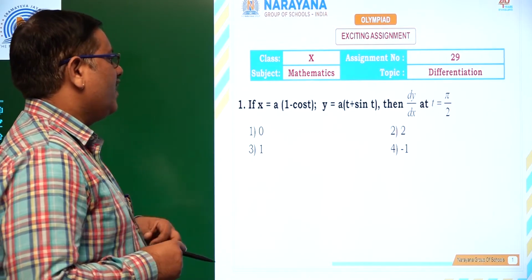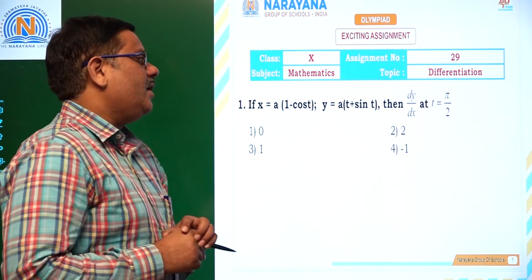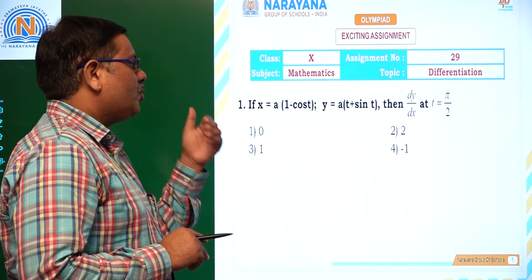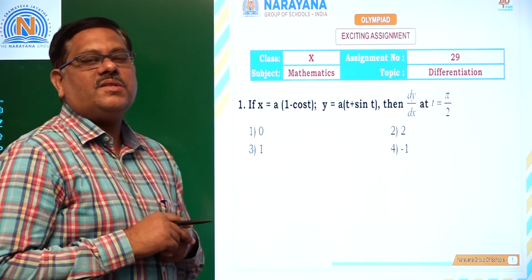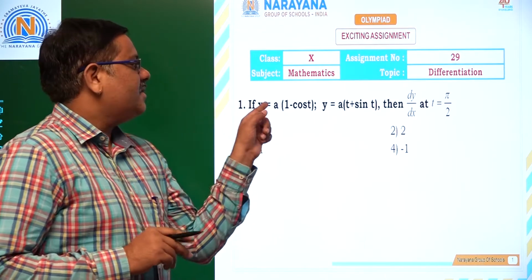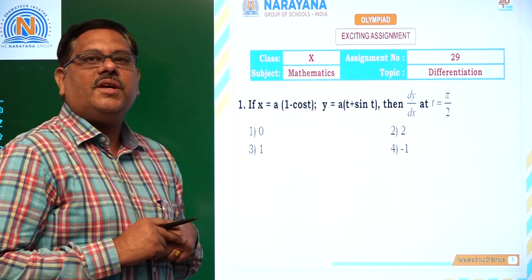If x is equal to a times of 1 minus cos t, y is equal to a times of t plus sin t, then find dy by dx at t is equal to pi by 2. Why should I call this particular differentiation as parametric differentiation? Because x is a function in t, where t is a parameter. Similarly, y is a function in t.